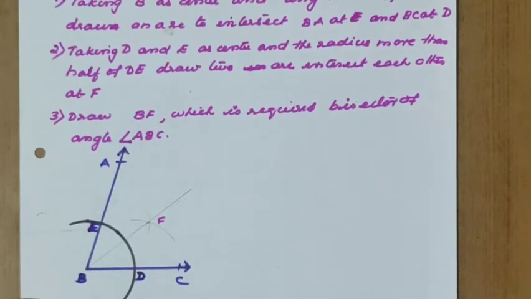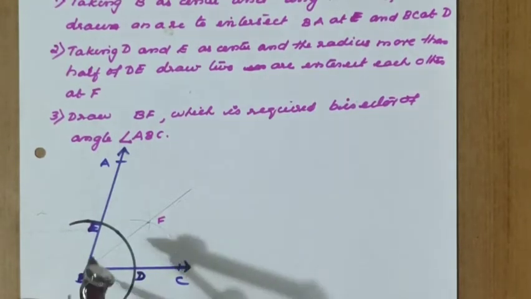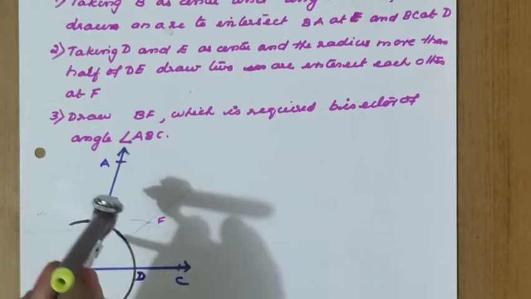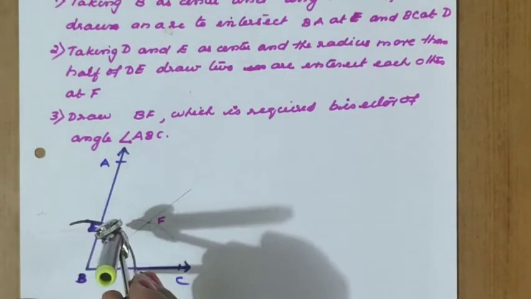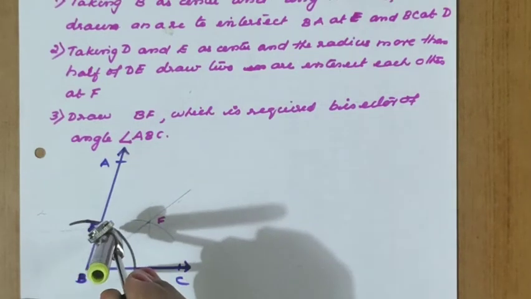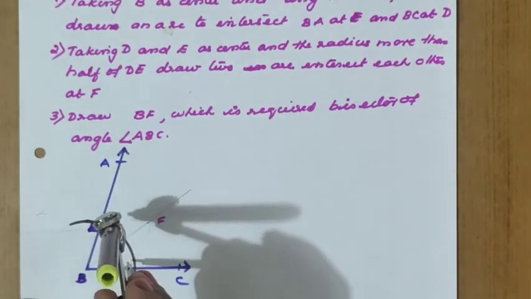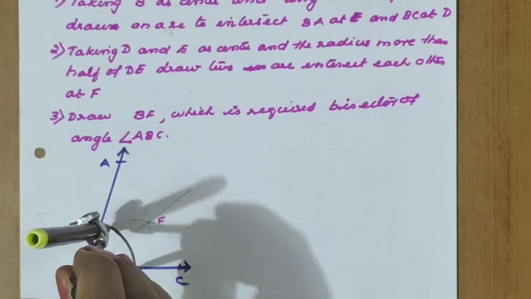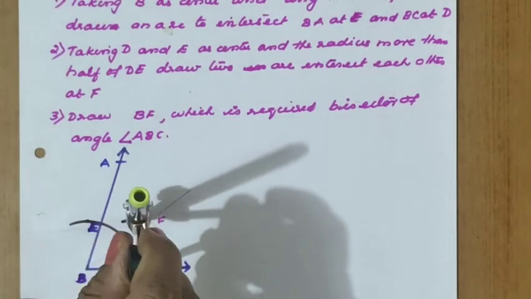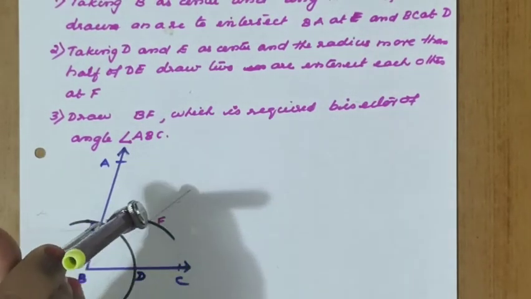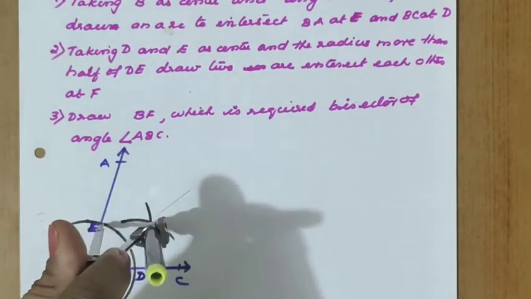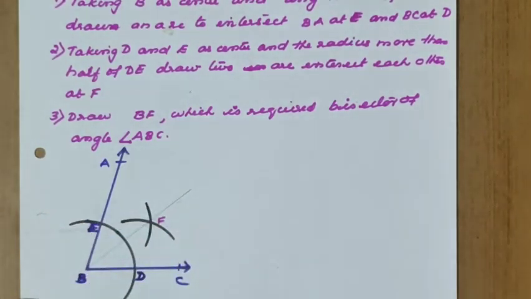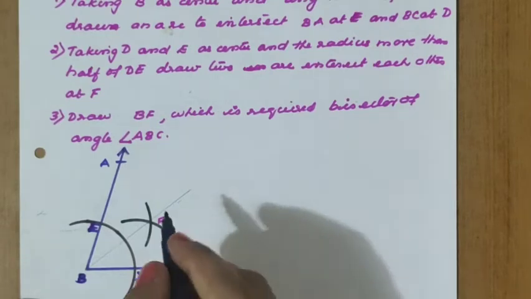Now we have already taken B as a center and drawn the arc. Now D and E as centers. Just check that the same radius is possible, because more than half of DE is required. So already it is more than half. So the same radius I am keeping, and with D as a center I have drawn the arc. Now with E as a center we have drawn the arc. Now it is intersecting at which point? F.